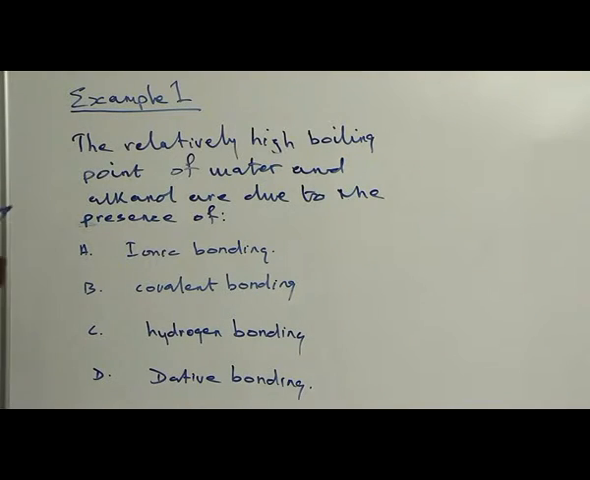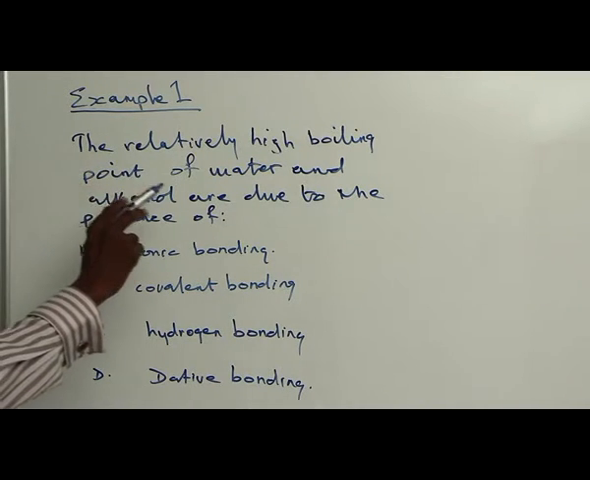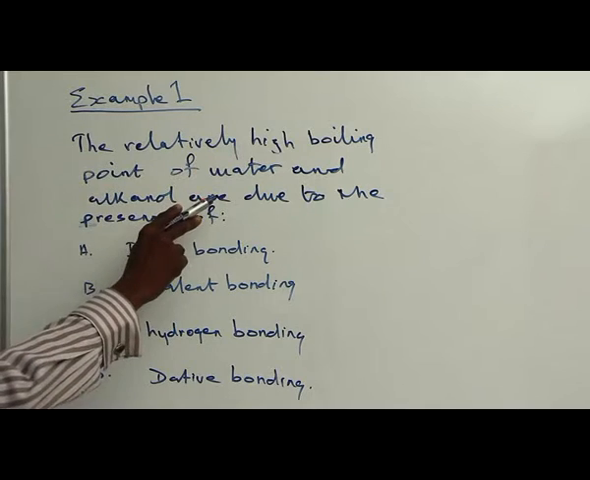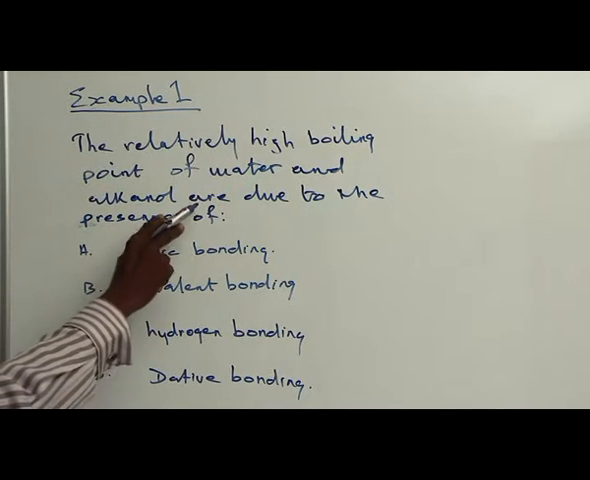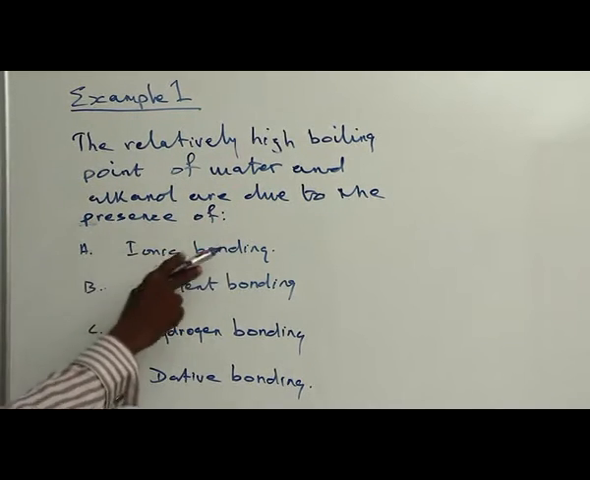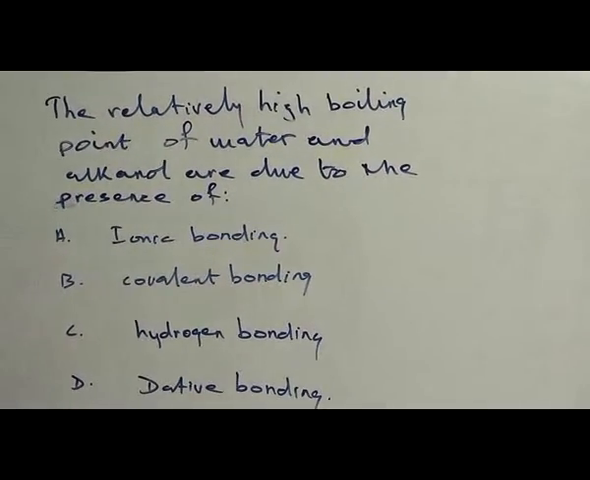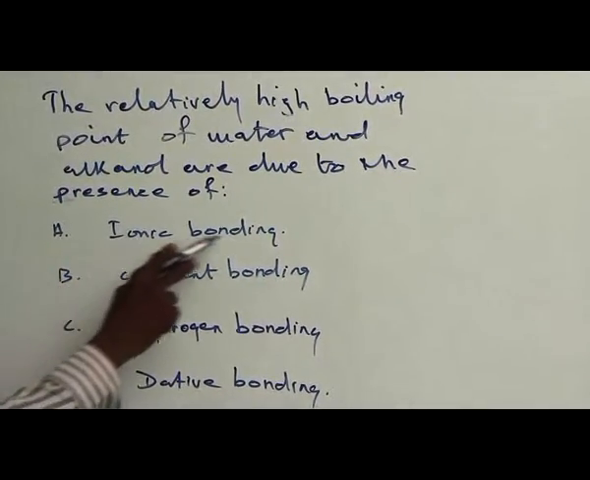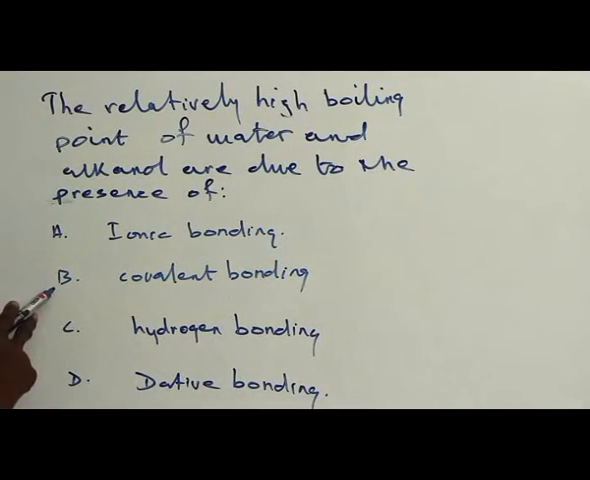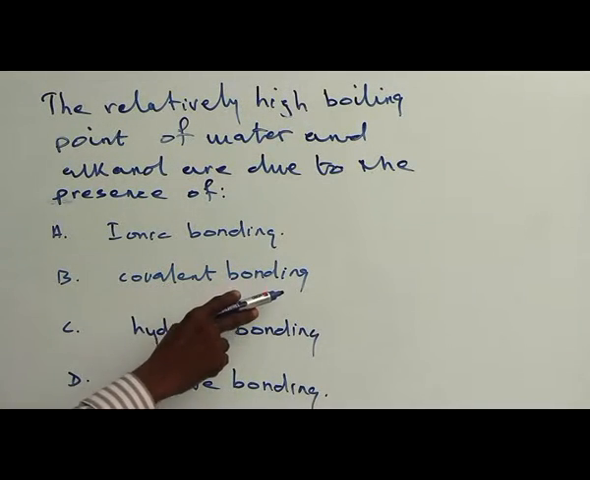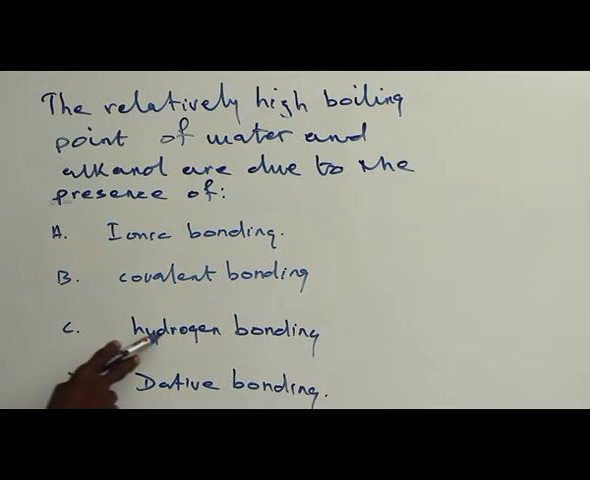Now let's consider example 1. The relatively high boiling point of water and alkanol are due to the presence of the options: A, ionic bonding; B, covalent bonding; C, hydrogen bonding; D, dative bonding. Now, let's consider each of these options.